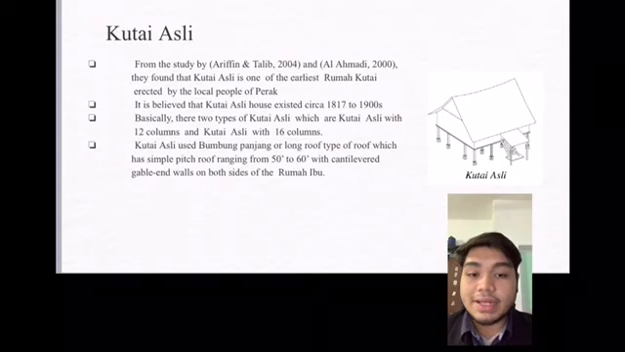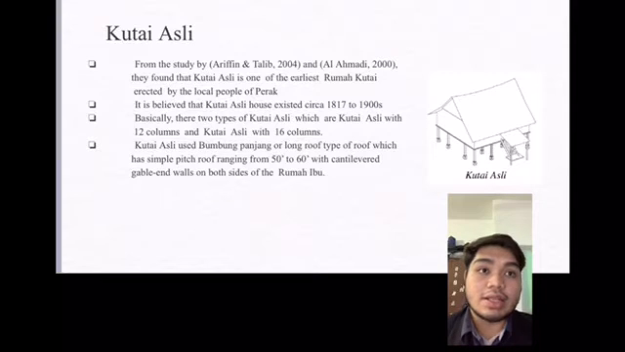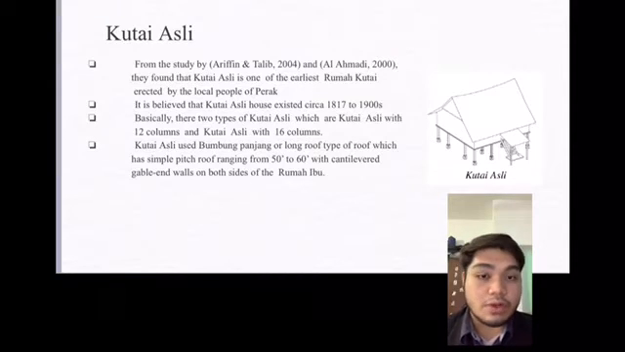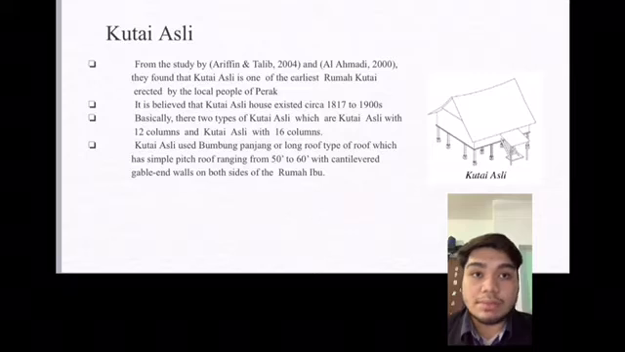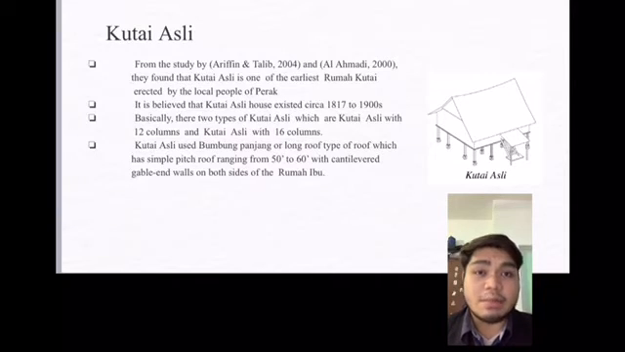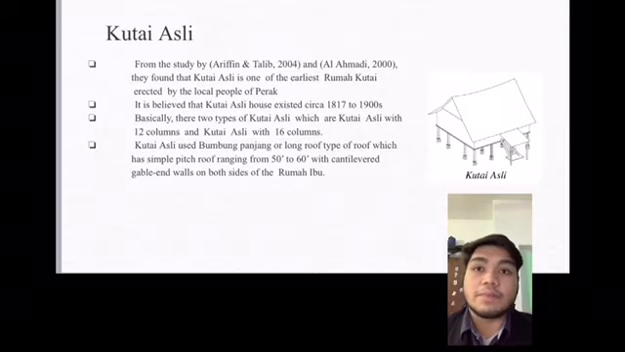The Rumah Ibu component has a gable roof sloping from 50 degrees to 60 degrees with cantilevered gable walls on both sides of the Rumah Ibu. This traditional roof shape is called bumbung panjang by the locals. The house is identified by the shape of the roof and the number of pillars in the Rumah Ibu. It is built on pillars that support the entire structure of the house.